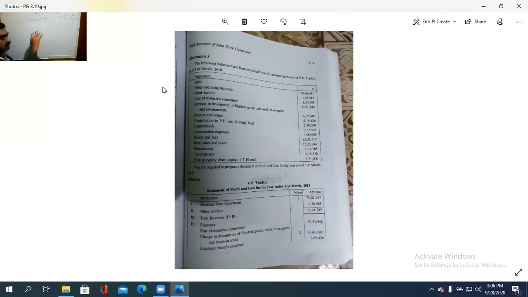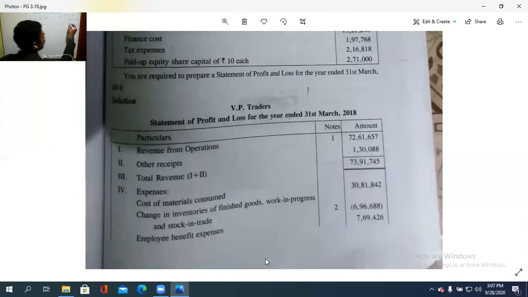So what are we doing here? Sales and other operating income must be added. That is the revenue from operation, isn't it? Then other incomes are there. This is the first case. This is the second case, other income. Other income in the sense here 1 lakh 30,088. You need to add these two. So we will get the total income.